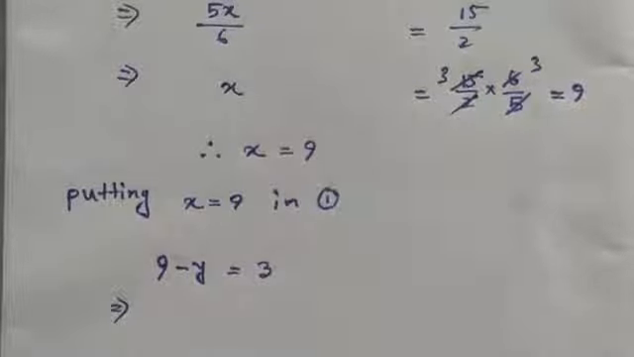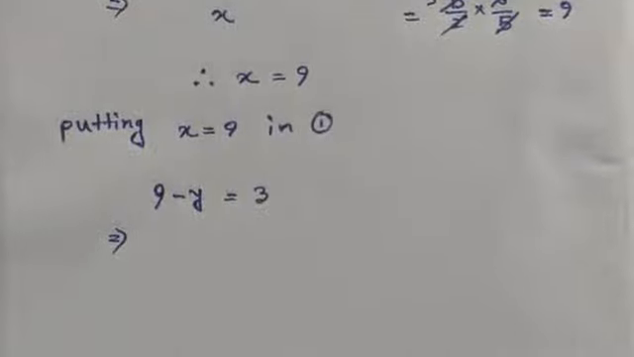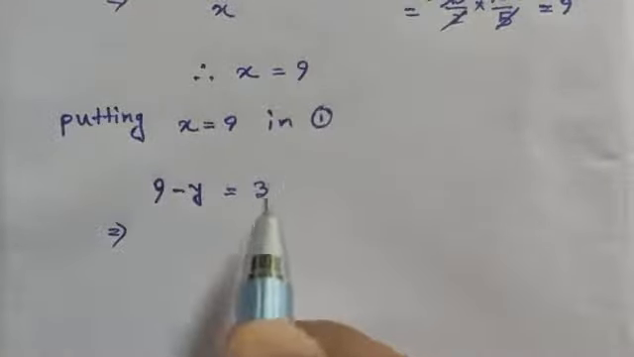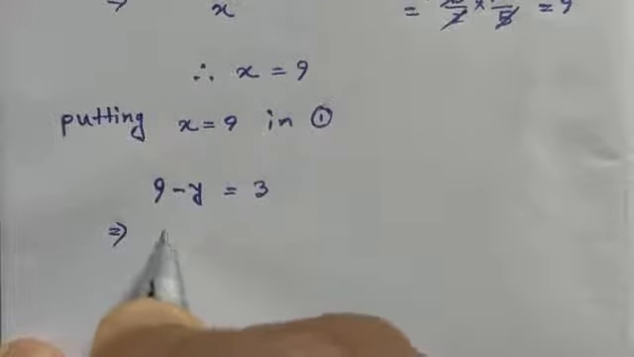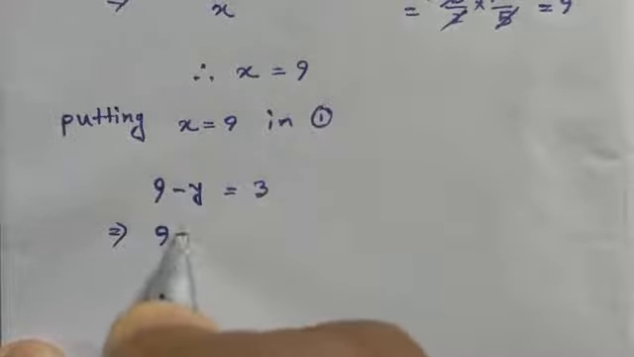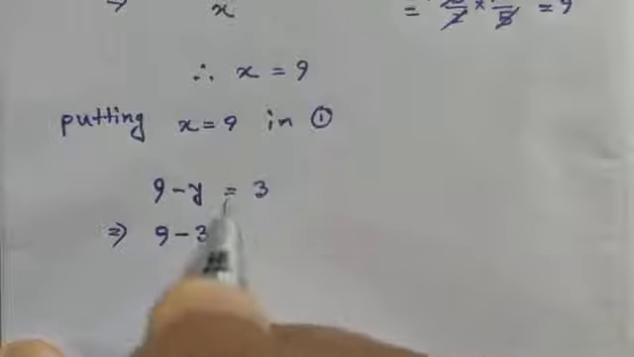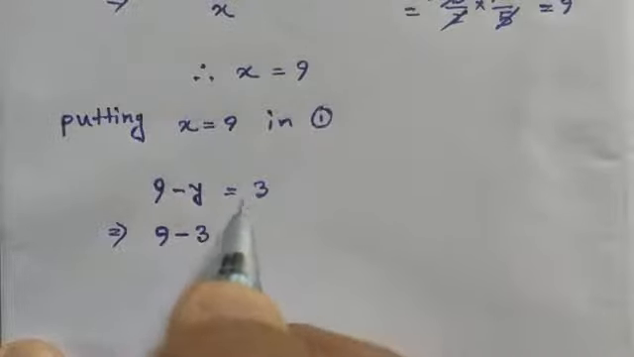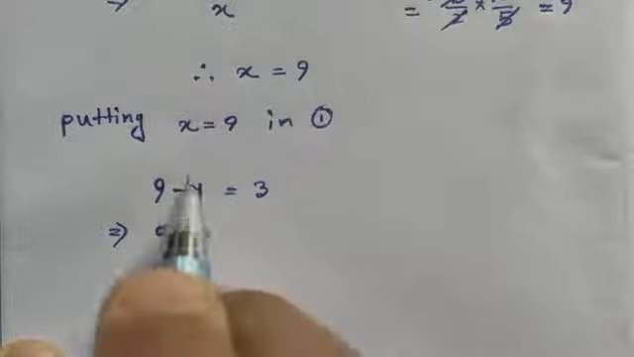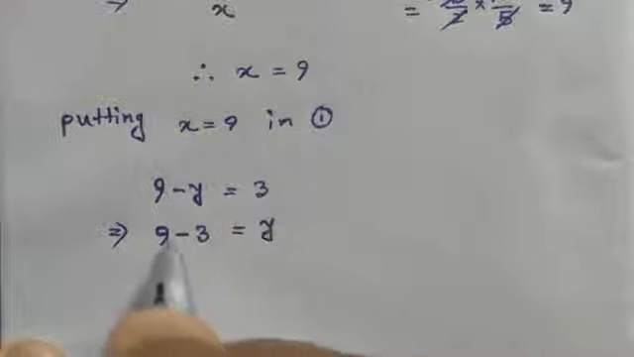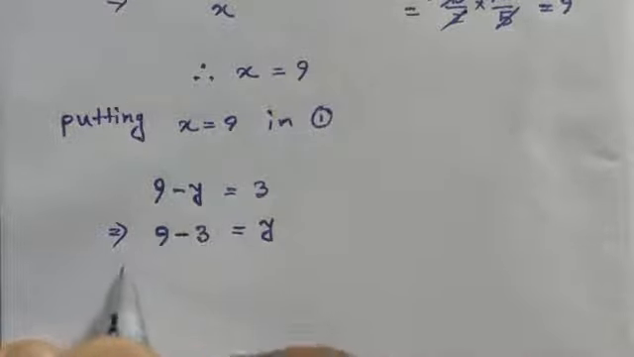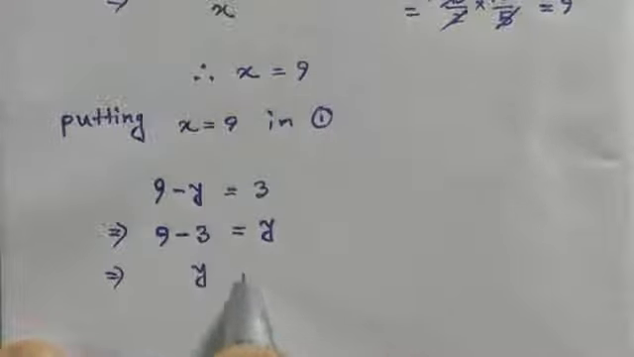Okay, now let us shift this negative y to the other side, and 3 let us bring this side, so positive 3. When 3 comes this side, it will become negative 3, and negative y, when it is shifted that side, will become positive y. So 9 minus 3 is 6. So y equals to 6, y equals to 6.